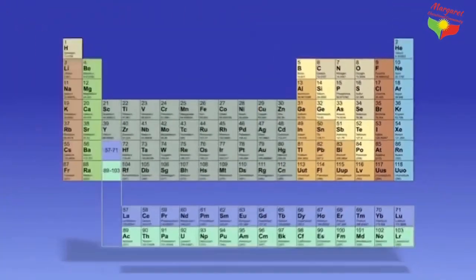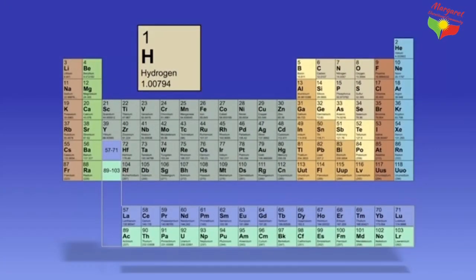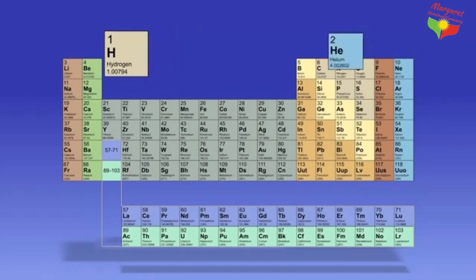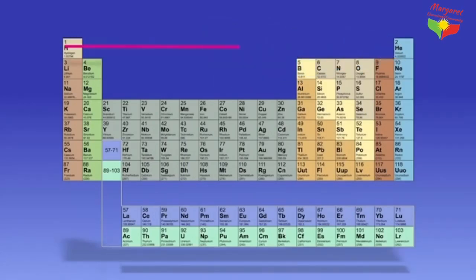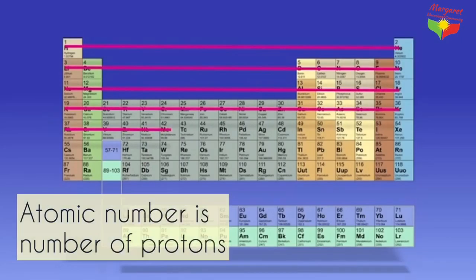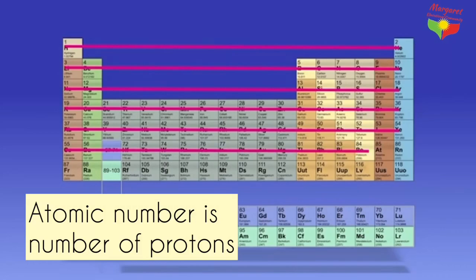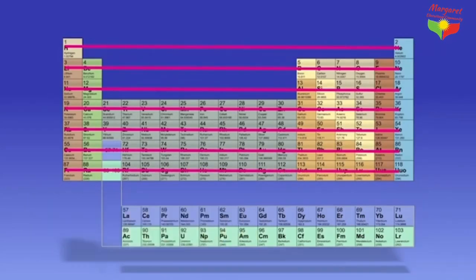For example, H represents hydrogen. All hydrogen atoms have one proton. The symbol He represents helium. All helium atoms have two protons. The elements are arranged by increasing atomic number. The atomic number displays how many protons are present in the nucleus of the atom.